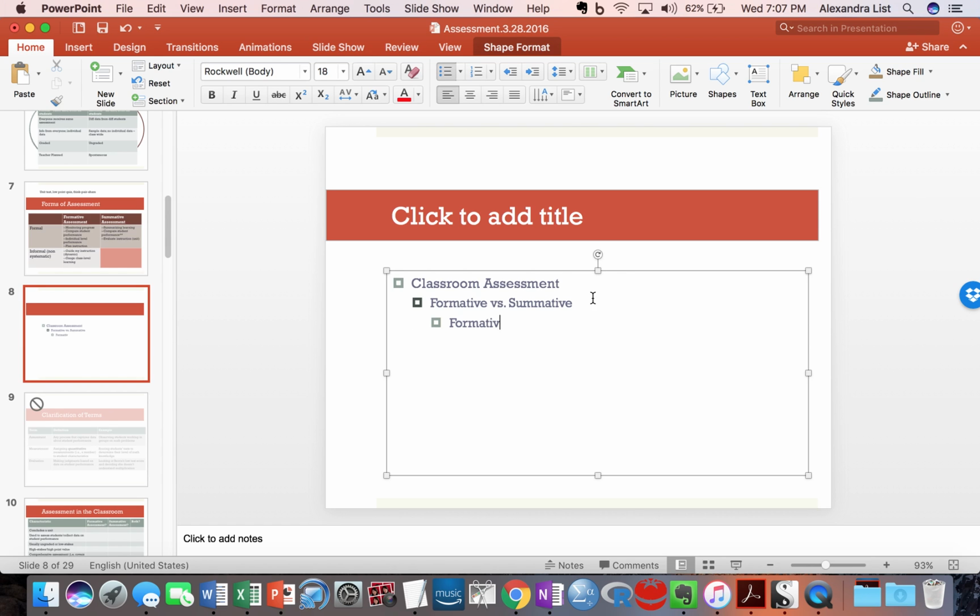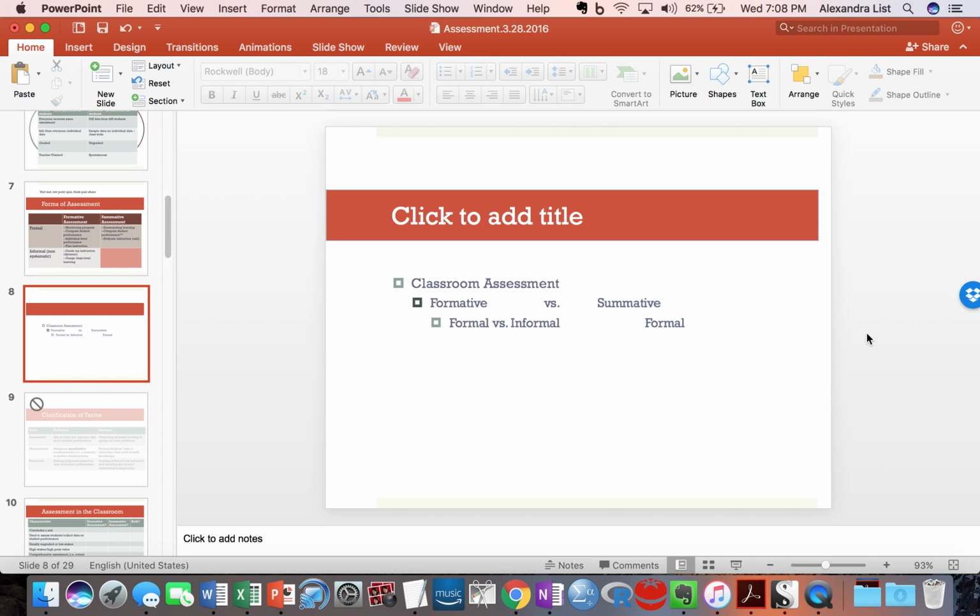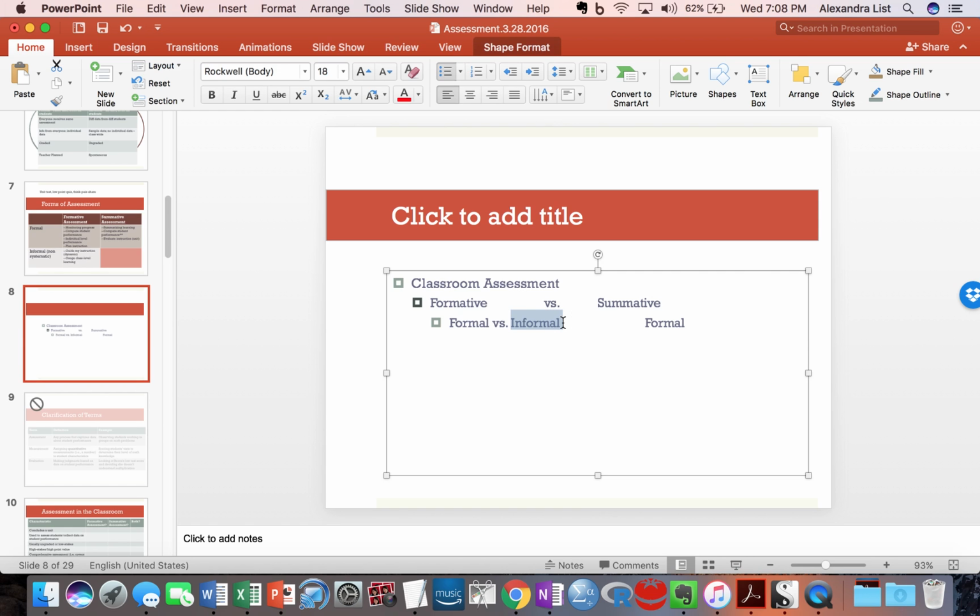And within formative assessment, we can talk about assessment being formal versus informal. Whereas when we talk about summative assessment, it's always going to be formal. And so for any kind of assessment that we talk about, so for example, using an exit ticket, then I will be able to say that an exit ticket is an informal, formative form of classroom assessment versus a test, which would be a formal, summative form of classroom assessment.